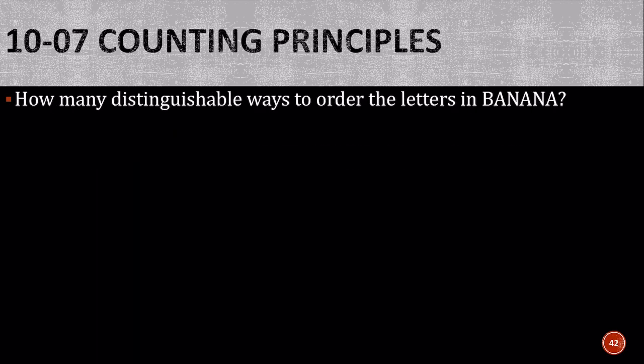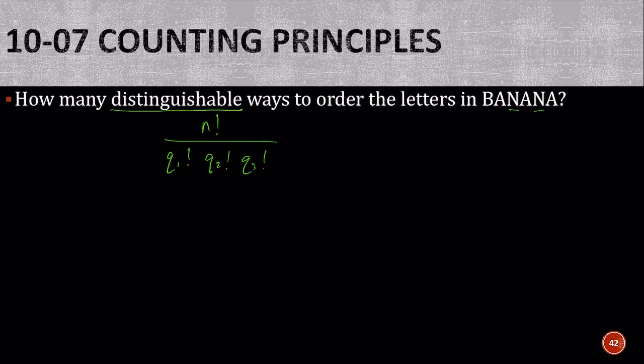For example, how many distinguishable ways can we order the letters in the word banana? Well, let's see. If it's n factorial, the key word is distinguishable, and notice that some are the same, so we'd have to use this formula.